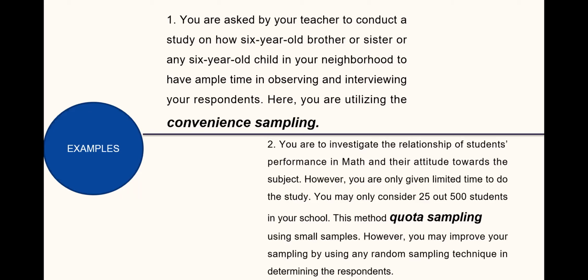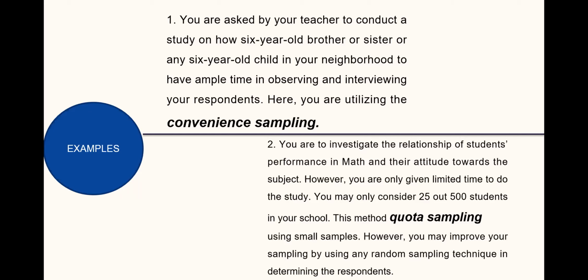Okay, and that is for the convenience sampling. Meaning, if I have this neighbor, a 6-year-old child, she is one of the respondents. If I am from Tarlac, definitely I'm not going to Aurora to get a 6-year-old child as a participant or respondent to my study. So this is one of the convenience sampling.